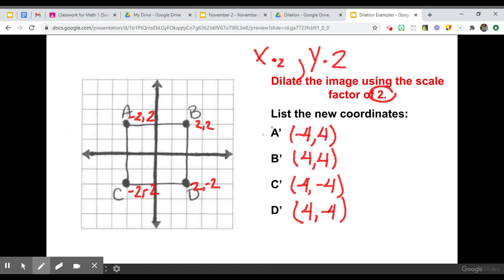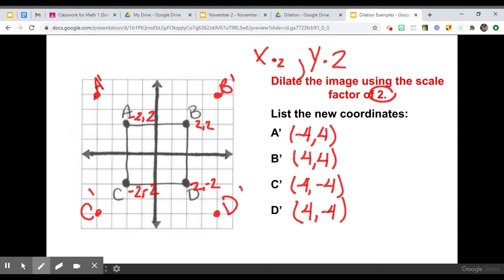Now that you have the new points listed, we're going to plot them. So A prime is going to go to -1, 2, 3, 4 on the x-axis, and up 1, 2, 3, 4. I'm going to call this A prime. B prime is going to be at (4, 4). C prime is going to be at (-4, -4). And then D prime is going to be at (4, -4).